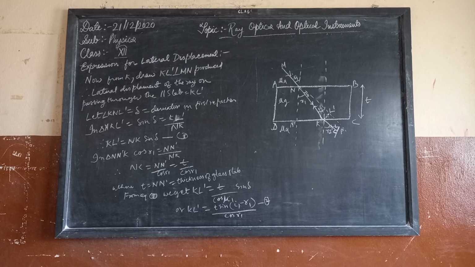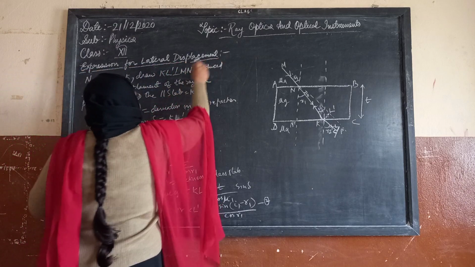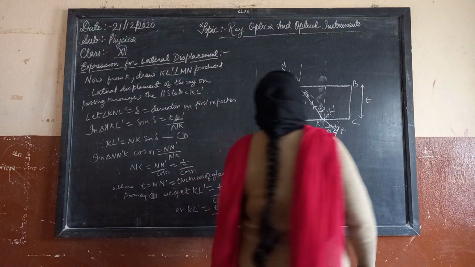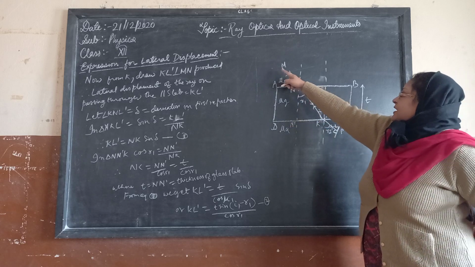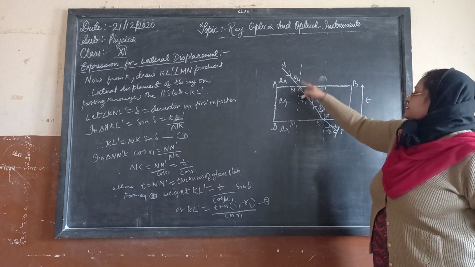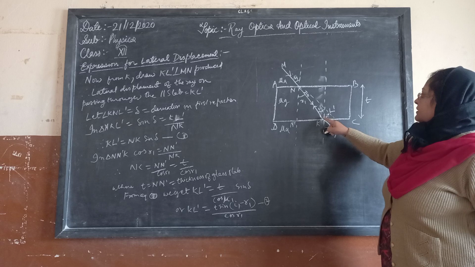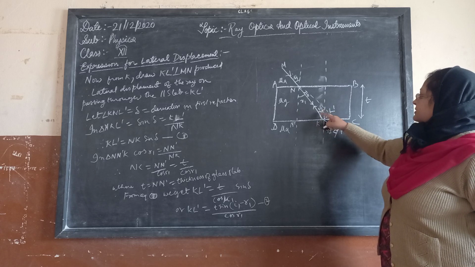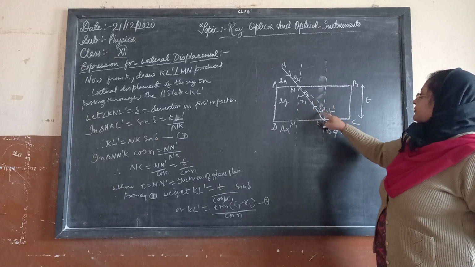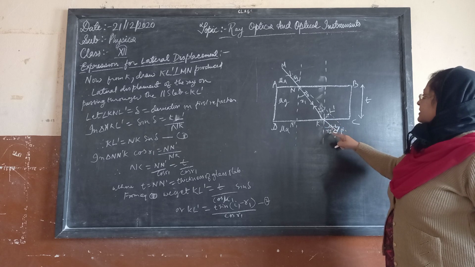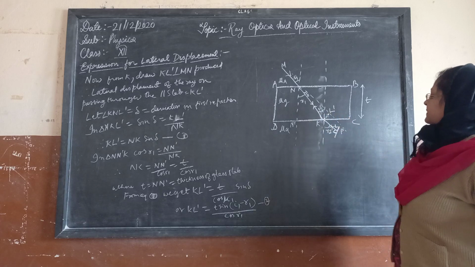Let's see the expression for lateral displacement. First I will tell you what lateral displacement is. Here we take a ray through a glass slab: air, glass and air. These are the two pins we have inserted in the incident ray, and this is the normal. We have drawn another normal here. This will be the refracted ray, and this will be the incident ray for the third medium. Then this angle will be the refracted ray of this, and then it is the emergent ray. The displacement from this ray to this ray is called the lateral displacement.